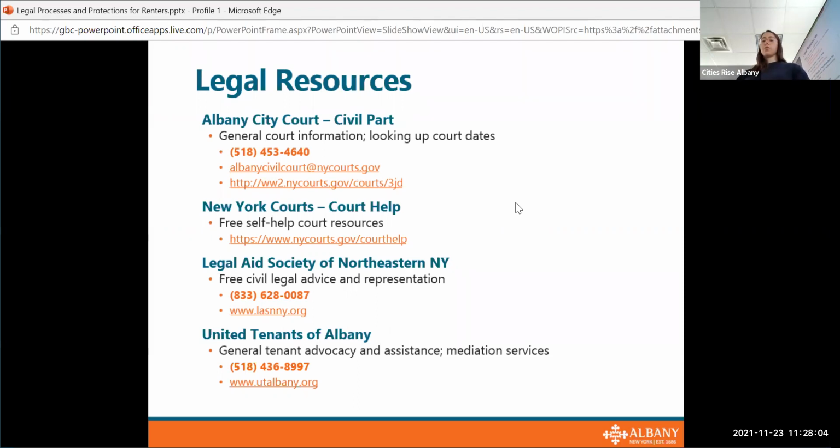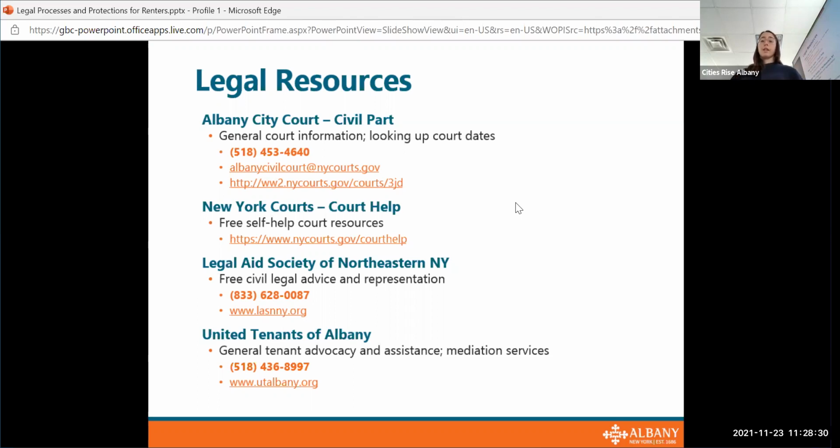As I mentioned, New York Courts does have some free self-help court resources. Next is the Legal Aid Society of Northeastern New York. Again, they offer free civil legal advice and representation. So they are a good resource for anyone who is facing eviction and is looking for representation, as well as if you are having an issue with your landlord that you think you will need to go to court for.